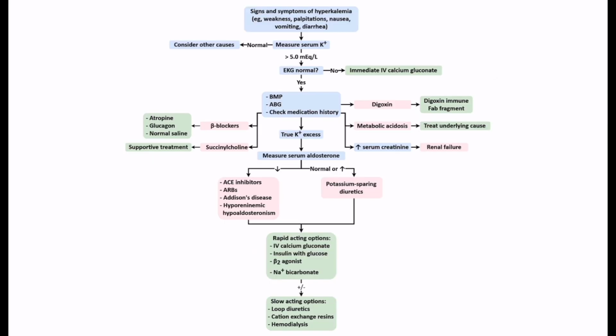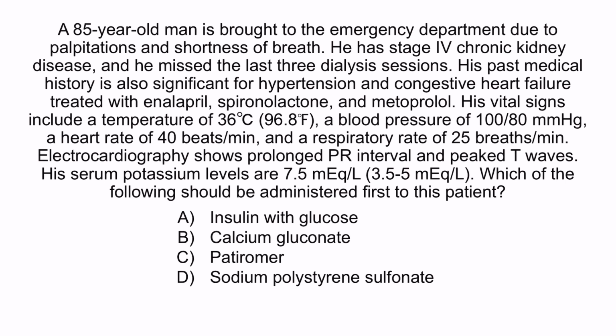Here's the algorithm reminding us of the causes and the management of hyperkalemia. Let's discuss why the other options are incorrect. Option A, insulin with glucose, is a rapid-acting treatment option for hyperkalemia because insulin shifts potassium into the cells. However, the top priority in symptomatic hyperkalemia is to protect the myocardium from arrhythmias. Therefore, calcium gluconate should be administered first.